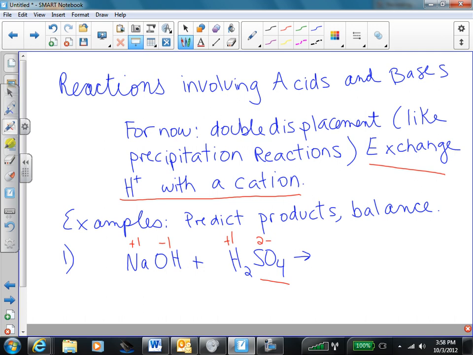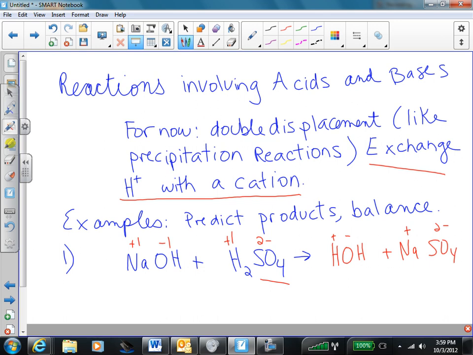We switch the H plus with the cation, so H plus will go with OH minus. Notice I did not carry the subscript for the H over to the other side. The same exact thing that we do with precipitation reactions. We don't carry the subscripts over to the product side unless they are part of a polyatomic ion. All right, where are we? Oh, sodium. What's the sodium ion going to go with? That's right, the sulfate ion.